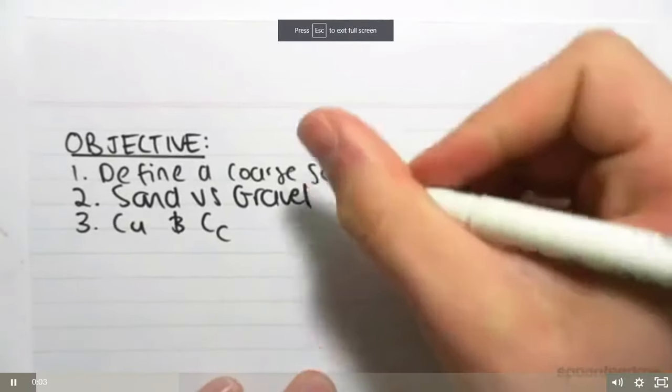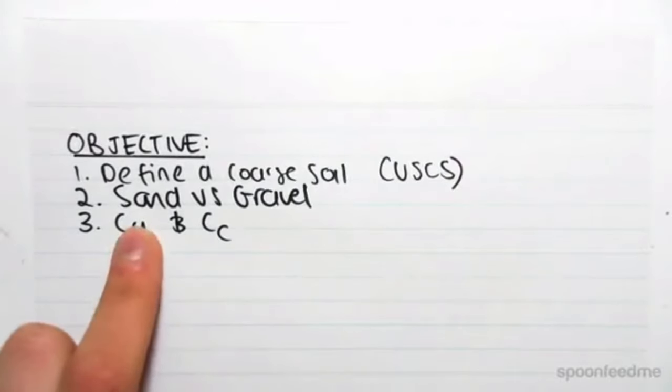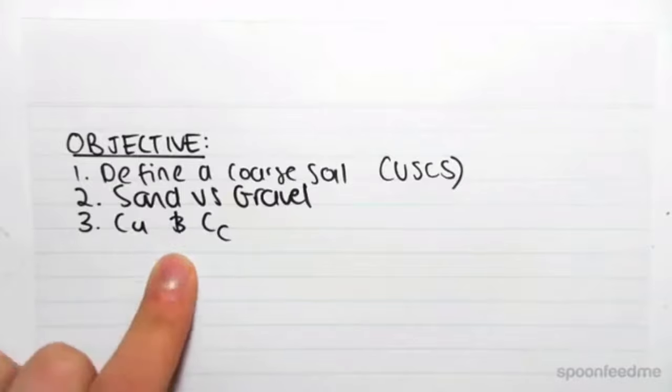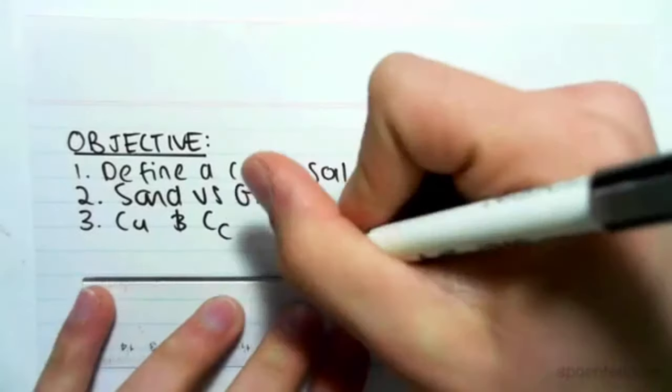The aim of this video is to define a coarse soil under the Unified Soil Classification System, to look at the difference between a sand and a gravel, and to define C subscript U and C subscript C. So the first thing we need to do is define a coarse soil.